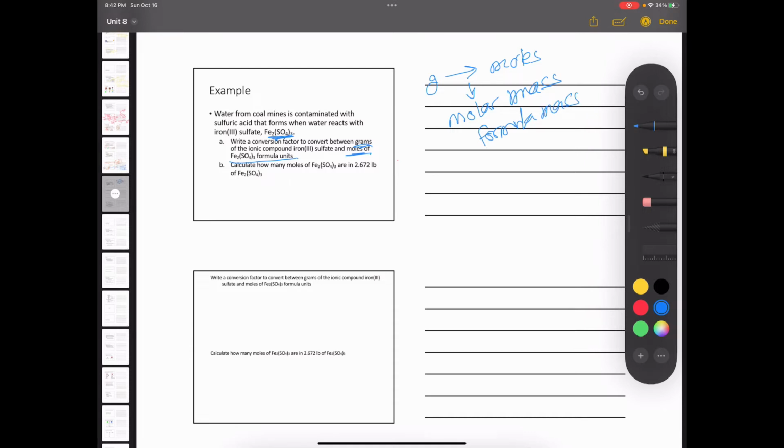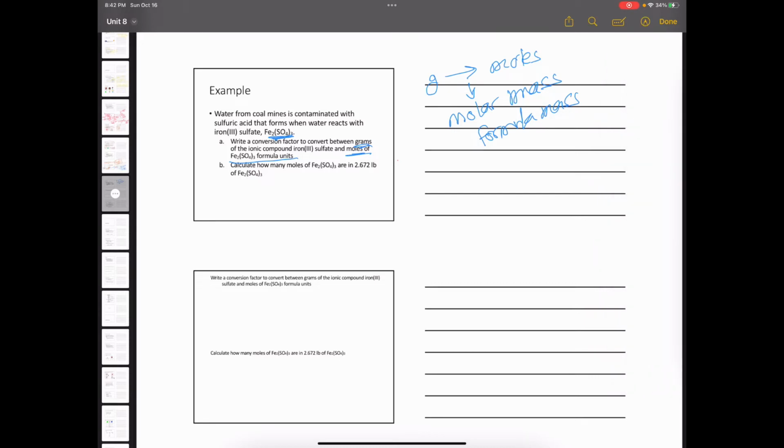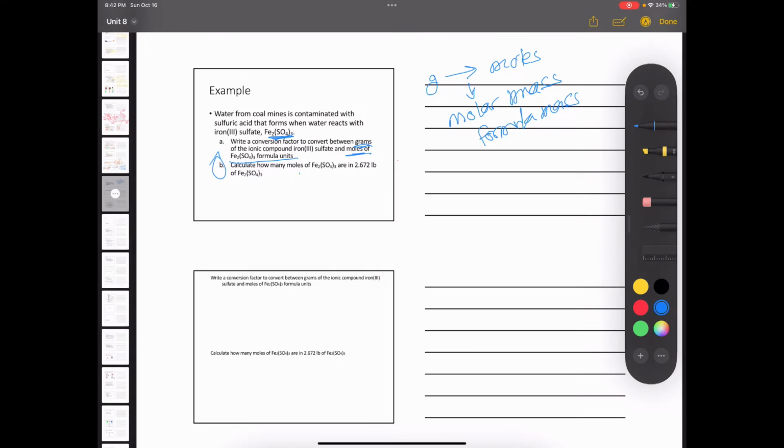But calling it a molar mass is acceptable with me. So that's fine too. So we need to figure out the conversion factor by calculating the molar mass. And then once we do that, we need to calculate how many moles are in 2.67 pounds of the Fe2(SO4)3, the iron sulfate.